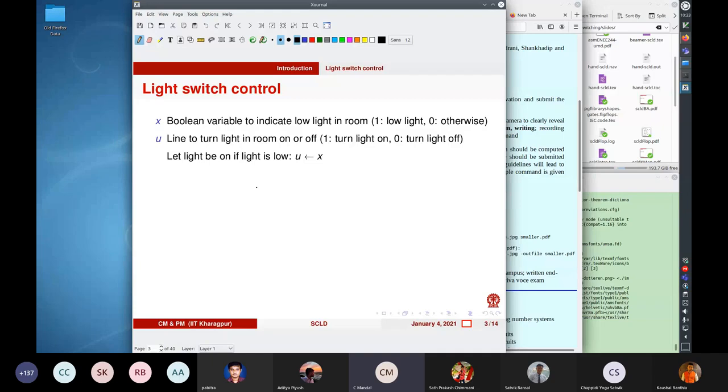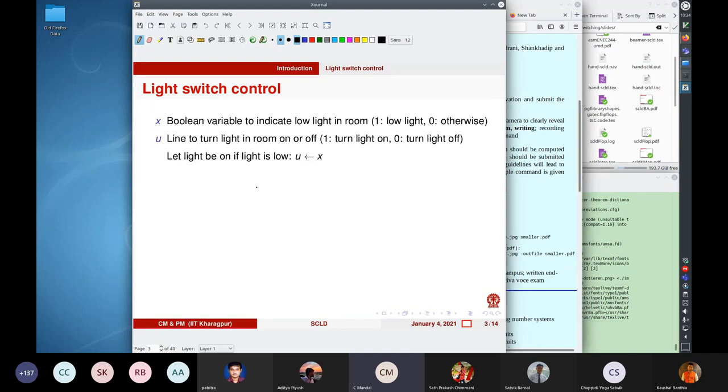So the basic requirement is simple. If it is dark in the room, you want a light bulb to come on so that you have some light. And of course, you don't want the light to be there if you don't need it. You don't want to waste electricity. So we have just taken this as a hypothetical example. Of course, after you have done the example, you might find other simpler solutions.